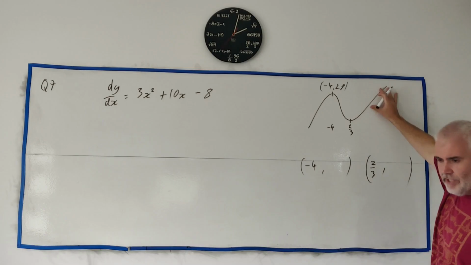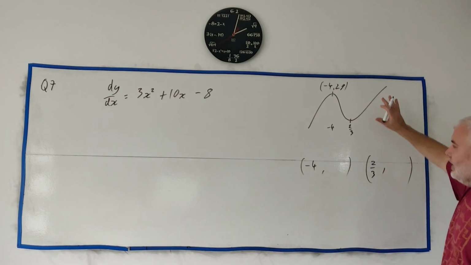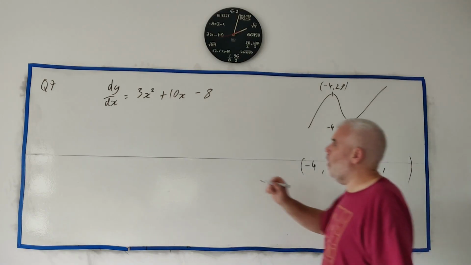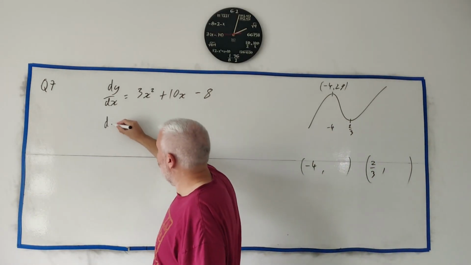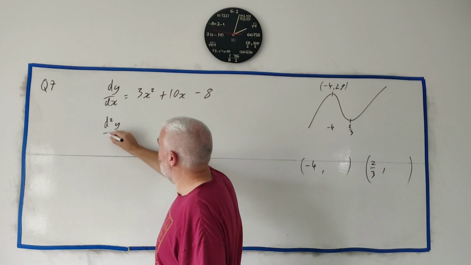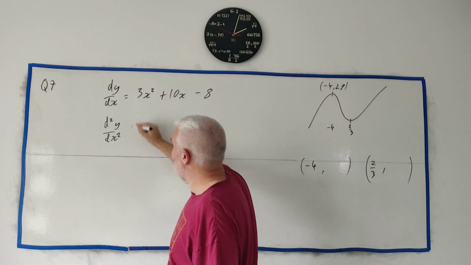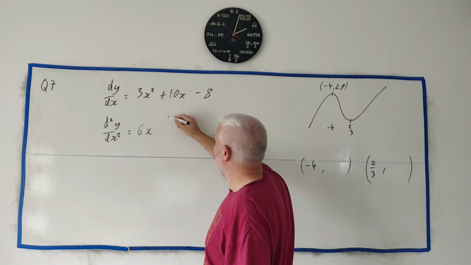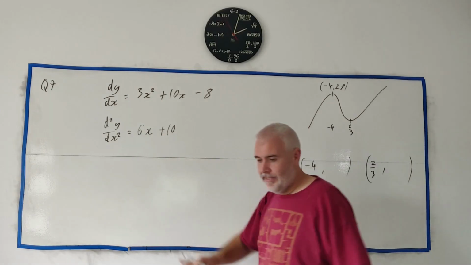One way, like I just said, is knowing the shape of everything. That's a pretty good way a lot of the time to do it. If you didn't know that, what I would like to see would be you to find the second derivative. If you found the second derivative of this, that's just 2 times 3 is 6, 6x plus 10. This is the second derivative.